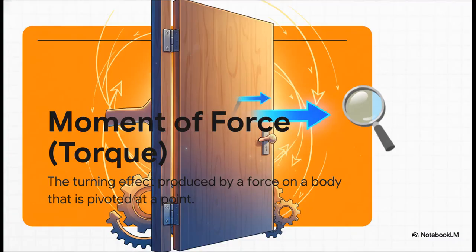It's funny, this is something you do every single day without even thinking about it. I mean, why is the handle on a door always at the edge, as far away from the hinges as possible? It's not a random design choice. It's pure physics. You are instinctively using torque to your advantage.